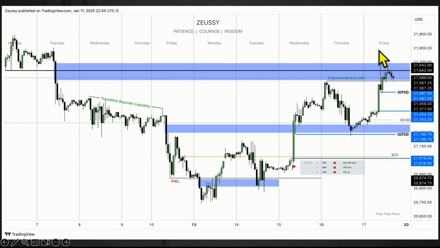And my mentorship students knew that the moment that price displaced above this CB, we were bullish on the index futures for the remainder of the week. And the potential draws on liquidity were these highs right here and this CB.